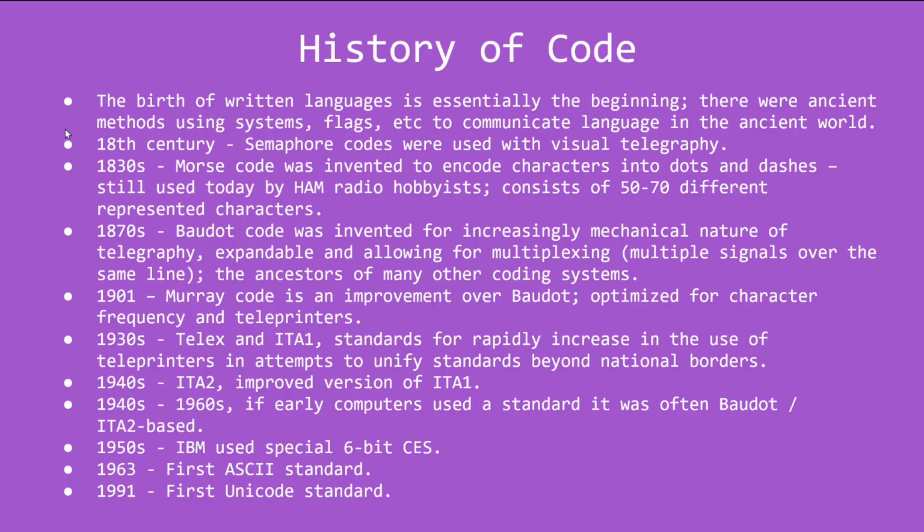Now, in the 17th century, visual telegraphy became a thing, more so in Europe than in America because of size differences, but there were semaphore codes. A tower would raise certain flags to mean certain things, letters, whatever. And then come into the 1830s, the invention of Morse code by Samuel Morse for telegraphy over a wire. You encoded characters into dots and dashes.